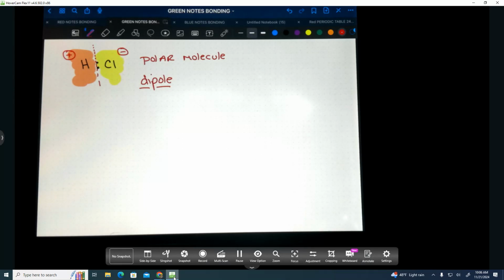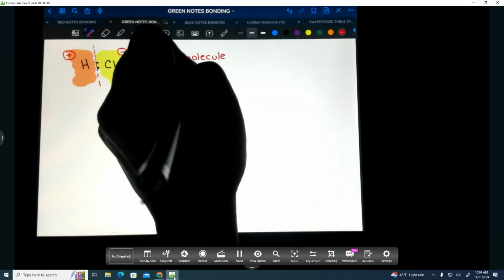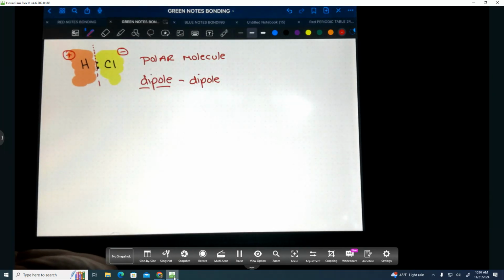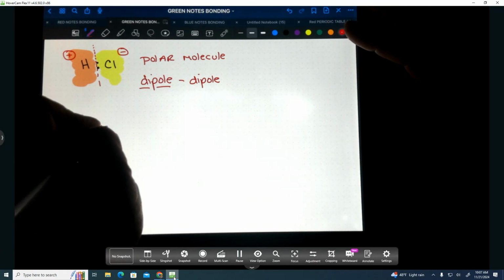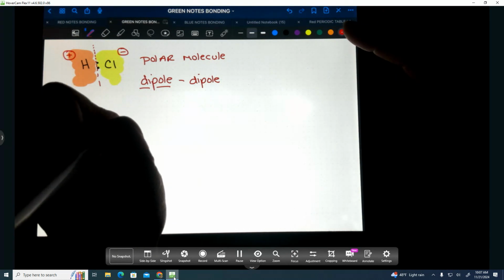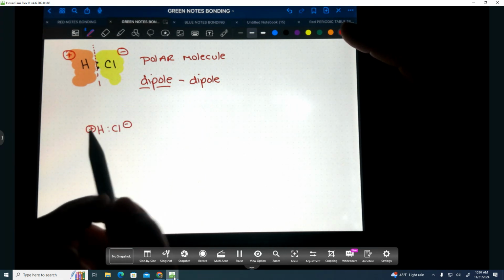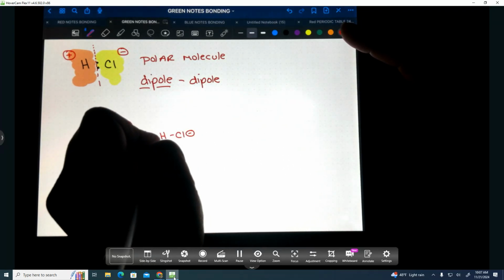All right. So, fancy word for polar molecule is a dipole. I lost my train of thought. So now we've got hydrochloric acid. We know it's a polar molecule. If I take two hydrochloric acids, and I know this side is negative and this side is positive, and I take another one and I put negative and positive.